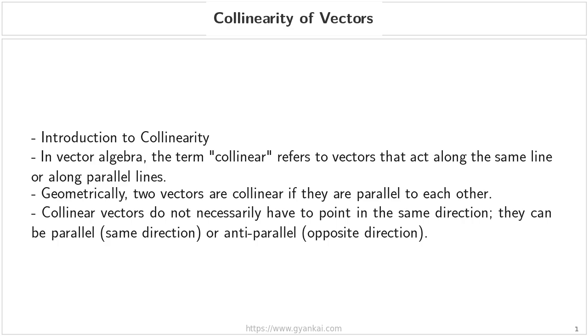Now, a very important point to keep in mind right from the start is that collinear vectors do not necessarily have to point in the exact same direction. They can be parallel, meaning they point in the same direction, or they can be antiparallel, which means they point in opposite directions. As we move through the next few slides, we will look at the specific mathematical conditions that allow us to prove this, and I'll show you how to apply this using components and real-world examples.